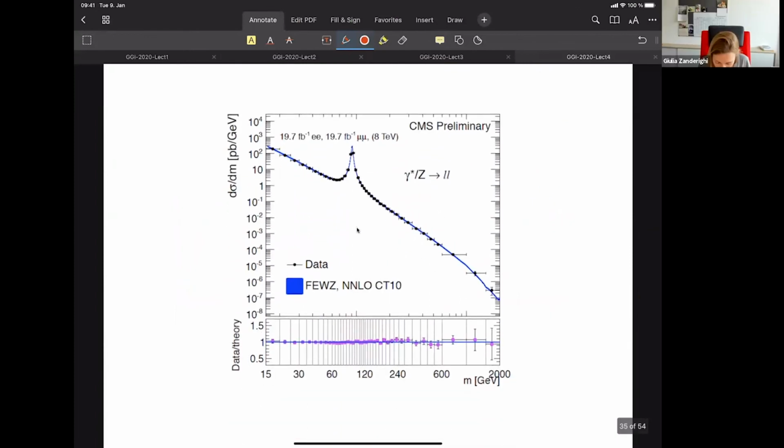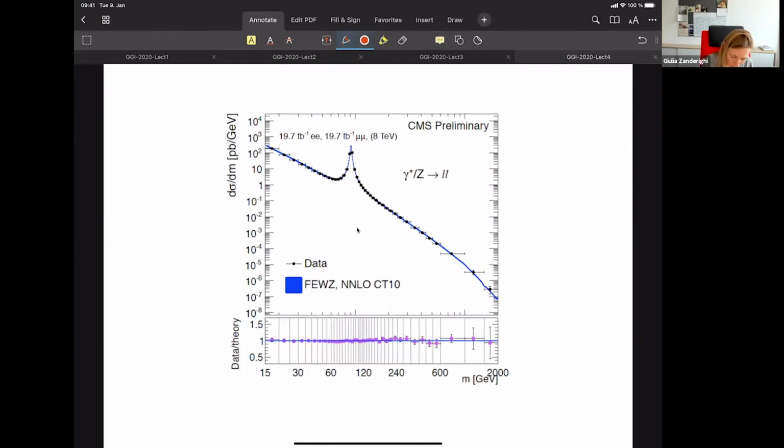This plot again shows Drell-Yan over now very different ranges in mass. And again, you see this beautiful agreement. You should appreciate how much this cross section changes when you go from here to here. Now, this changes by 10 orders of magnitude. So this agreement is really fantastic, I would say.